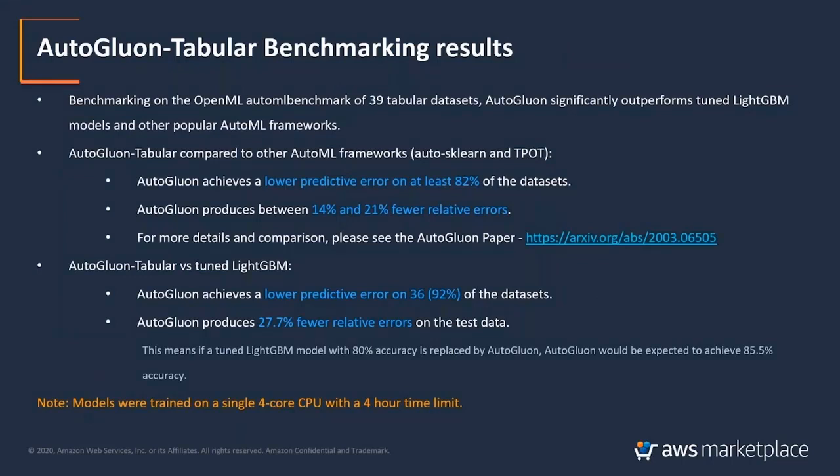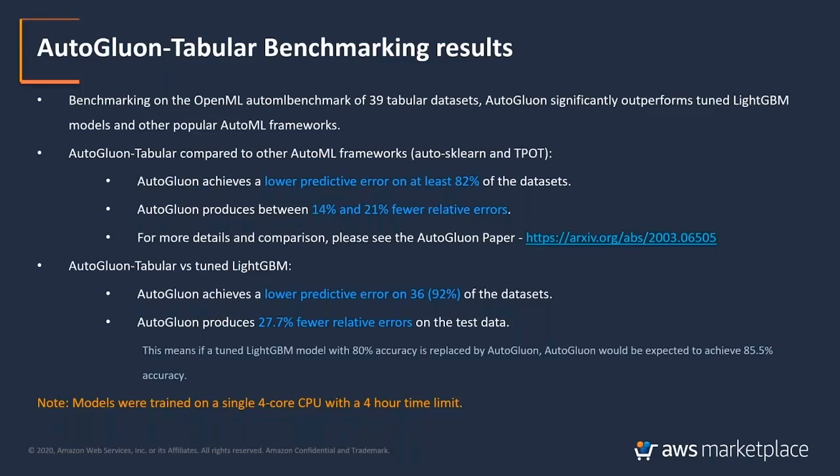So I'm actually going to lead with benchmarking results for AutoGluon so that you can understand just how differently AutoGluon approaches things. I'm benchmarking on the OpenML AutoML benchmark of 39 tabular datasets, which is generally the standard in AutoML. AutoGluon significantly outperforms tuned LightGBM models and other popular AutoML frameworks. For example, compared to auto-sklearn and TPOT, which are very popular AutoML frameworks, AutoGluon achieves a lower predictive error on at least 82% of the datasets and produces between 14 and 21% fewer relative errors. So for more details and comparison on that, please see the AutoGluon paper. I should mention that AutoGluon is fully open source and that you can look at all of the source code on GitHub.